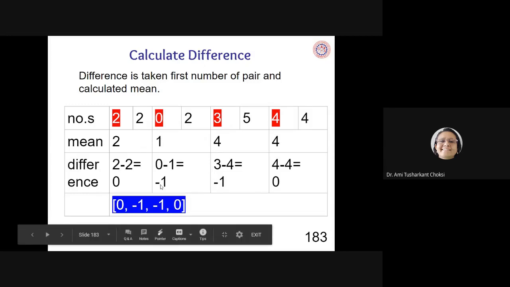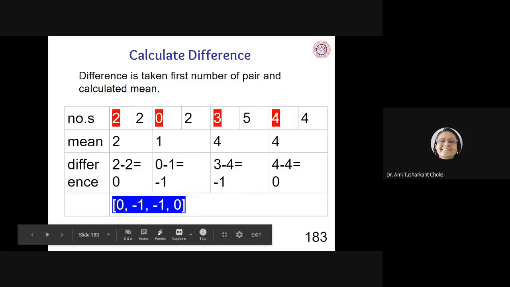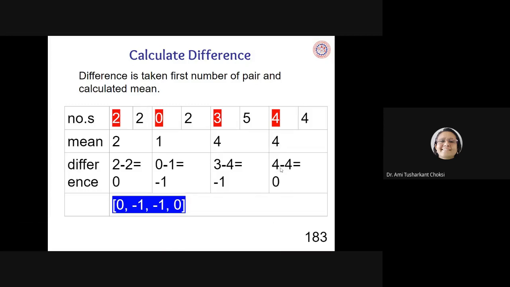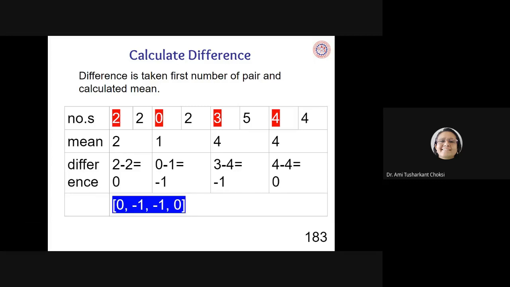For the difference, the first number of the pair is 3, and the mean is 4. So 3 minus 4 is minus 1. Here also the first number is 4, and the mean is also 4. So 4 minus 4 is equal to 0. So we'll be getting 0, minus 1, minus 1, 0.